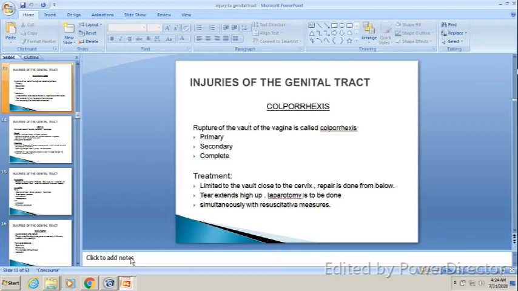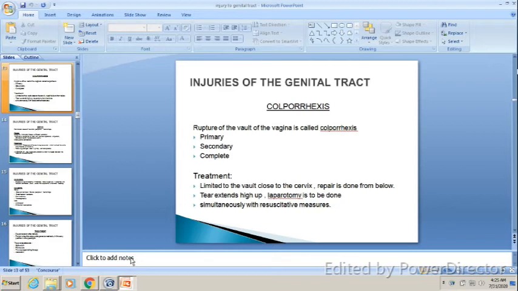Treatment: if the tear is in the vault close to the cervix, repair is done from below. If the tear extends high up, see, if it is approachable to see, explore and suture from below, then it's very easy and preferable. When it is very high up, then you have to do laparotomy.